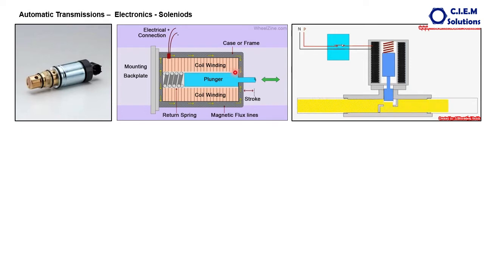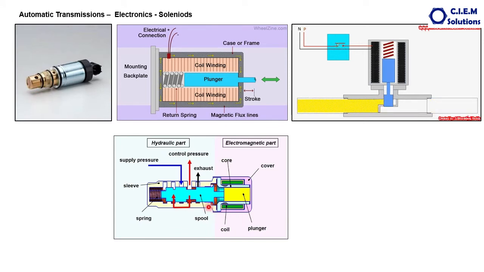How this works: in any solenoid, the current is supplied, the coil is energized, and the plunger is pulled against the spring force. Here, the same way, the coil is energized, the plunger is pulled up against the spring force, giving passage to the hydraulic fluid. The same thing happens inside this one, giving passage from one channel to the other channel.